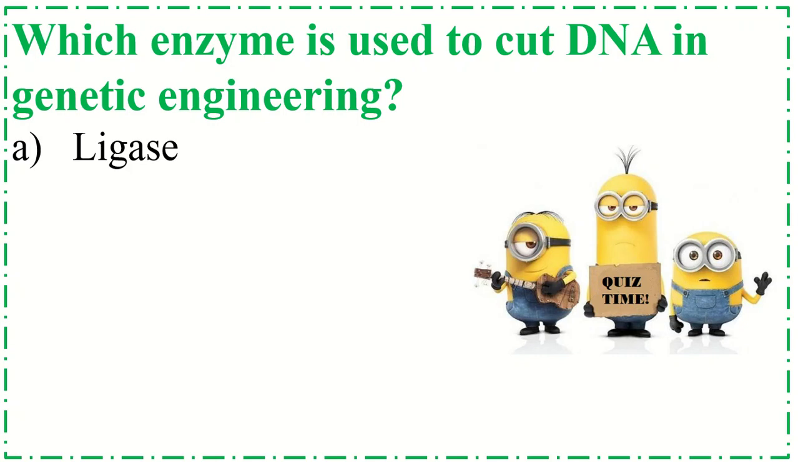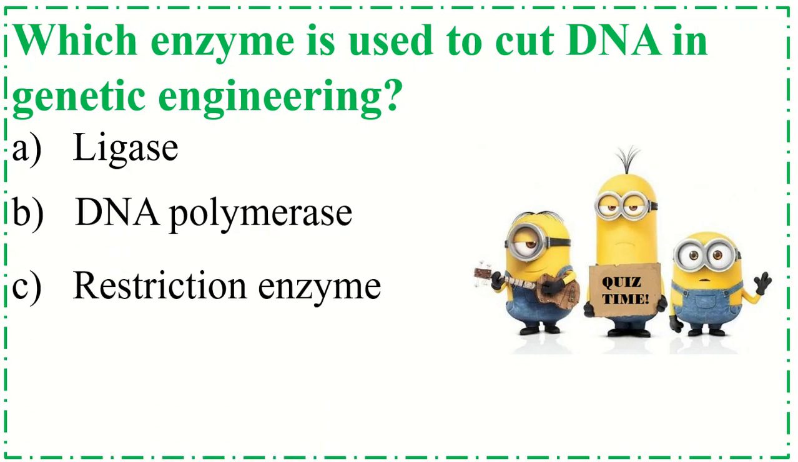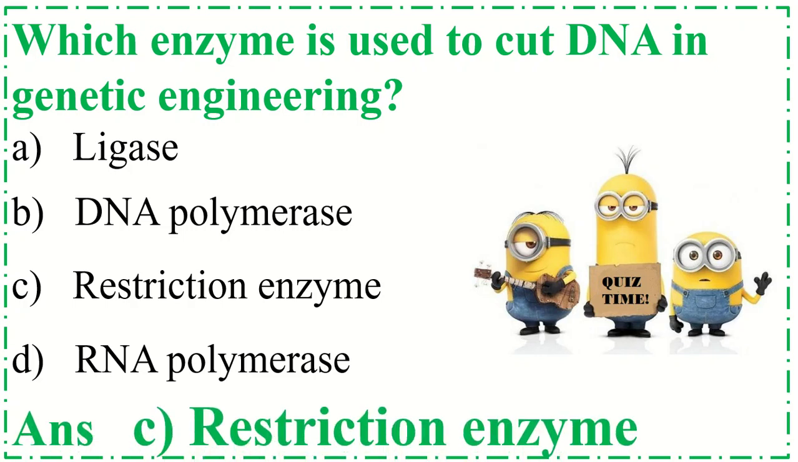Which enzyme is used to cut DNA in genetic engineering? Option A, ligase. B, DNA polymerase. C, restriction enzyme. D, RNA polymerase. Correct option is C, restriction enzyme.